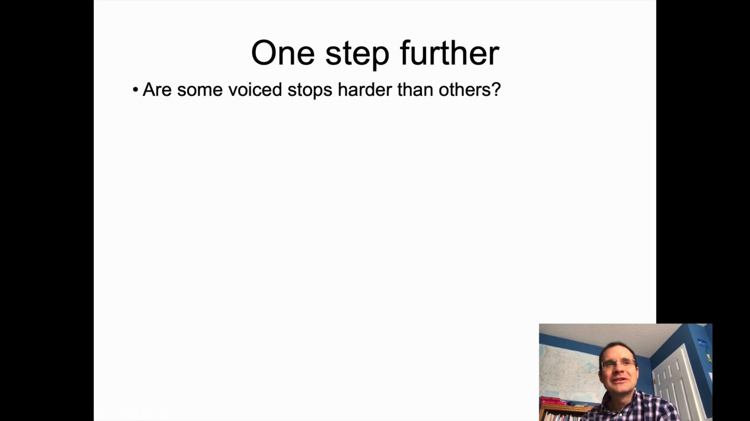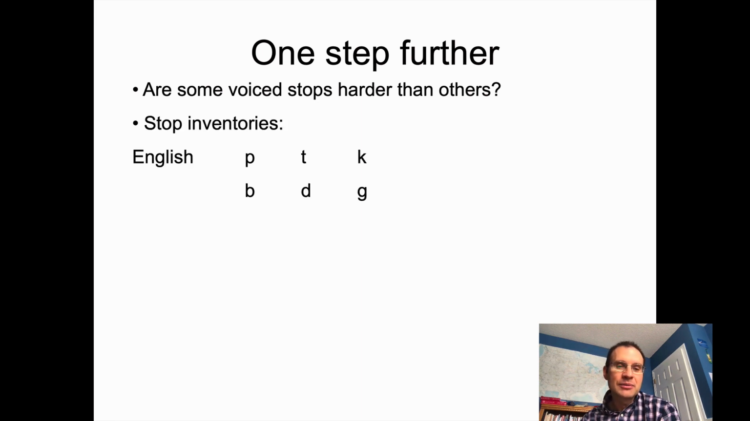I'll give you some more data, which actually kind of teases apart the different kinds of voiced stops we get. Are some voiced stops harder than others? So I'll give you some stop inventories, which are pretty typical of languages around the world. For example, in English, we have 3 different places of articulation for stops, and we can get both voiceless and voiced stops at each place of articulation. So pa, ta, ka, and ba, da, ga, no problem.